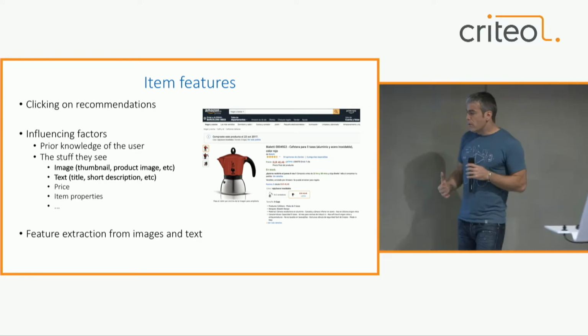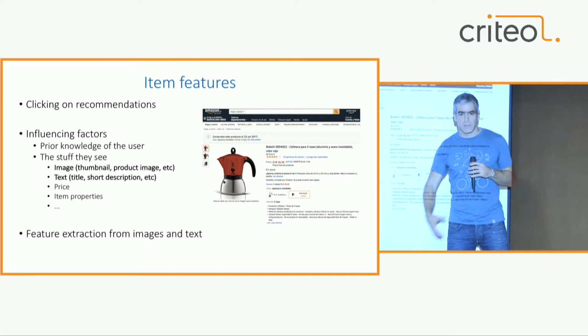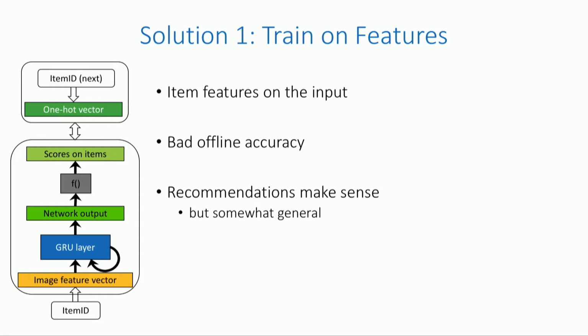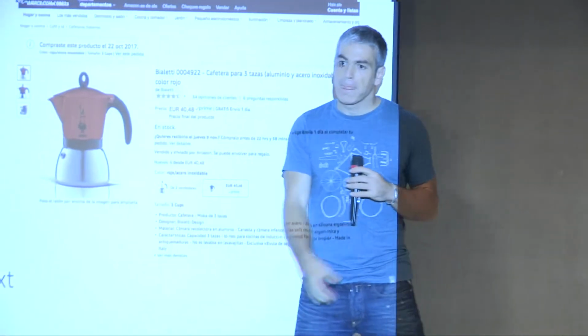And of course, nowadays we also have really nice deep learning models that can take this kind of text data or image data and extract nice and rich features out of it. So first we thought, okay, let's only train on the image features. Instead of using one-hot encoded item IDs, let's take a pre-trained convolutional network, pass the thumbnail through it, get some kind of features for the image, and just use that as a training input instead of the item IDs.